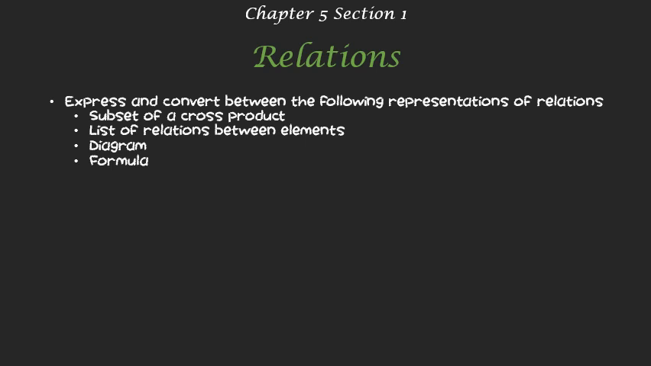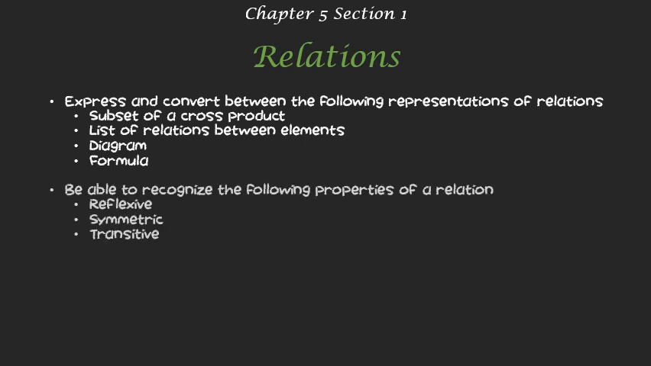As a list of relations between elements, we could just list out which elements are related to which elements. We could build a diagram that depicts the relation. And then also we could express a relation by defining a formula, so giving a condition under which one element should be related to another element. So we'll need to be able to swap between those four things, and we'll talk about how to do that in this video.